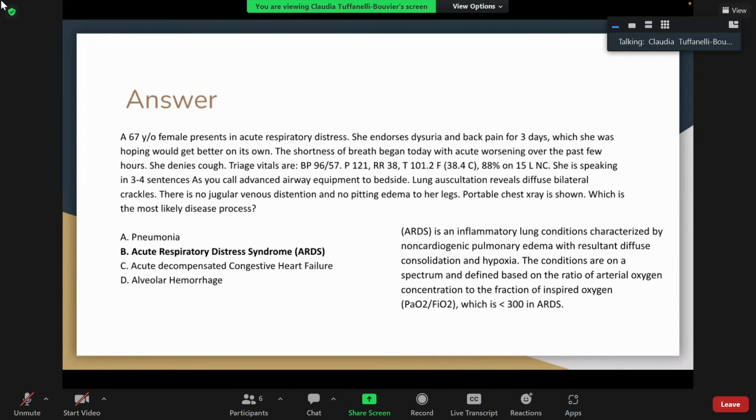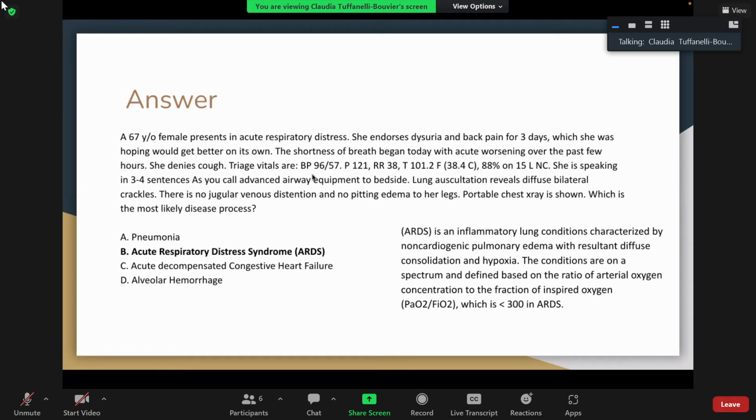It's an inflammatory lung condition characterized by, like we said, non-cardiogenic pulmonary edema with diffuse consolidation and profound hypoxia. There's a spectrum of severity, based on the ratio of arterial oxygen to the fraction of inspired oxygen. So you're going to get an ABG. This is one case where you cannot get a venous blood gas. You need an arterial blood gas to get the PaO2, then look at their FiO2 and get the ratio. If it's less than 300, this indicates acute respiratory distress syndrome.